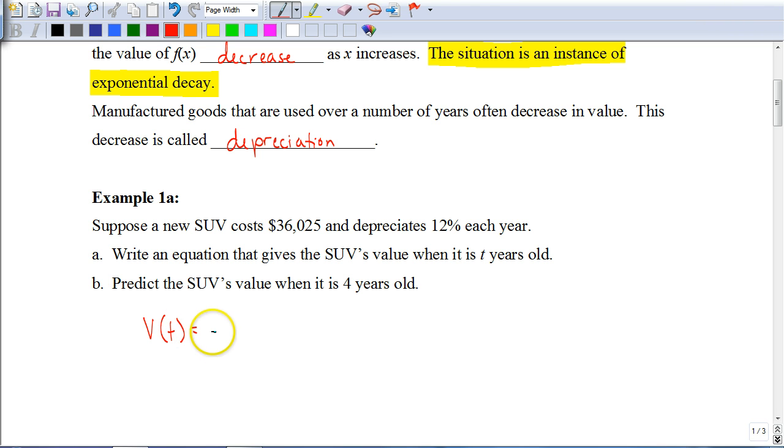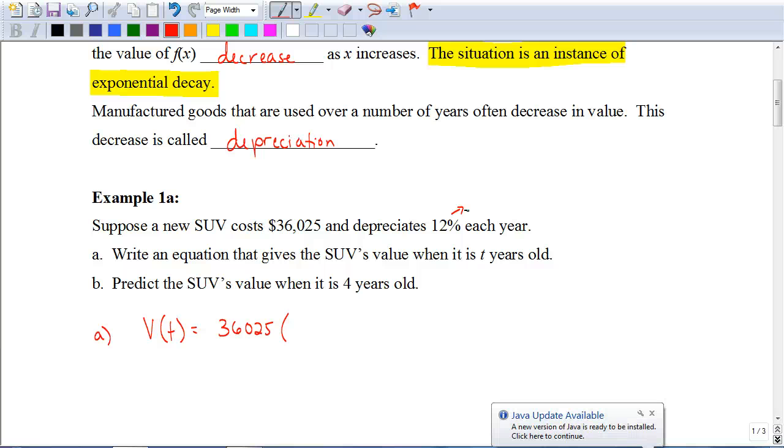So we have an initial amount. Our initial amount here is the $36,025. Now, b is not 12%. It's depreciating by 12%. That means what's happening here is every year it's taking whatever the value was originally and subtracting 12%. So we do the same thing with our percents here. We take 100 minus 12 is 88. So that means its value is 0.88 or 88% of what it was the previous year.